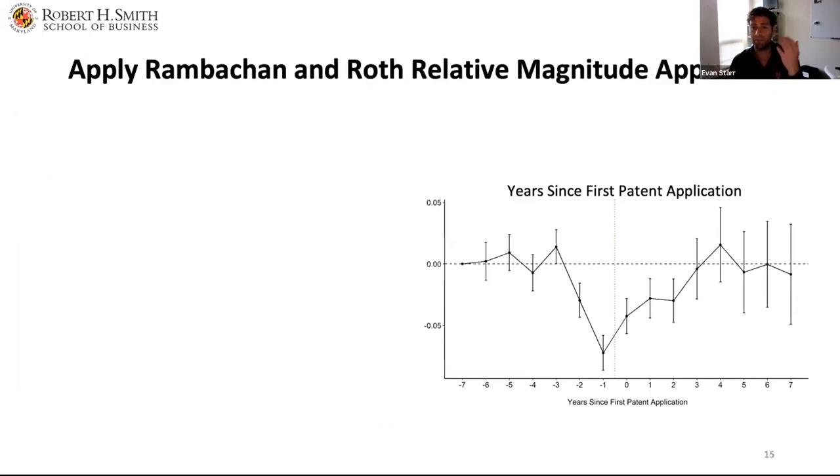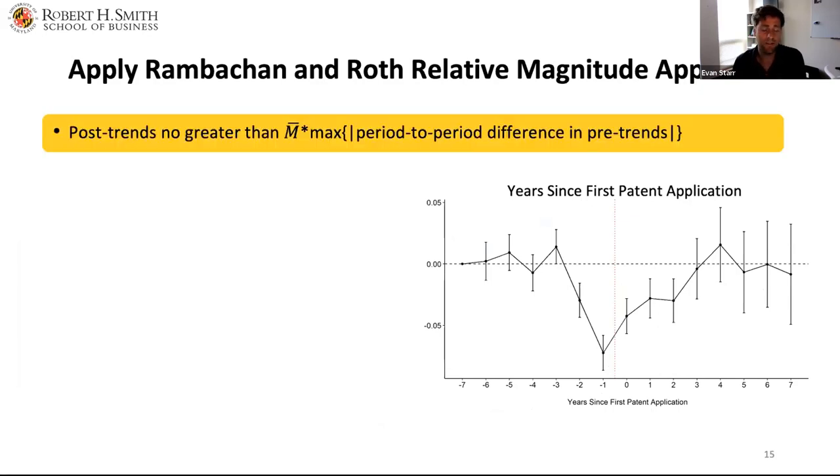Okay, so let me just apply this with the relative magnitude approach. I think it's going to be the easiest to see here. The basic idea is that the difference in the post trends, which we never observe, can be no greater than some M bar times the max period-to-period difference in the pretrends. So what does that mean?